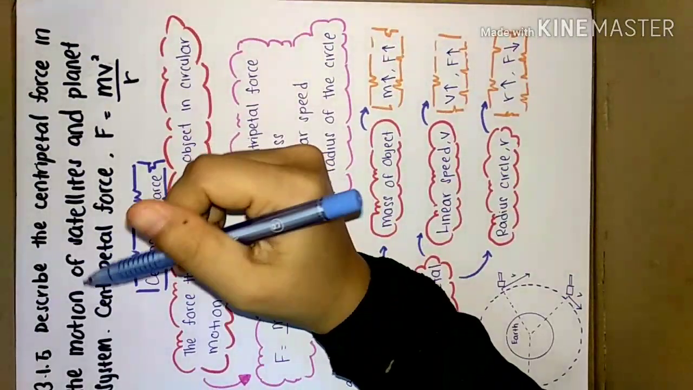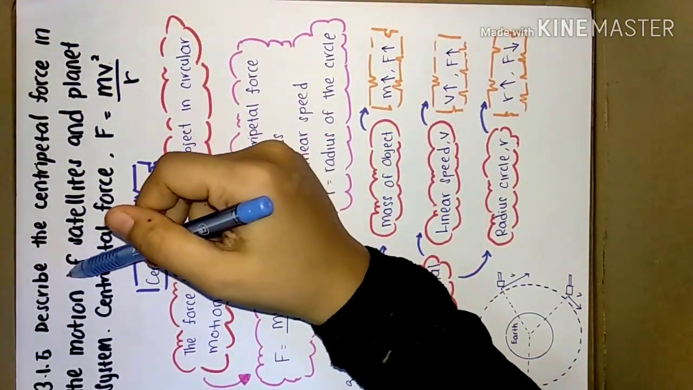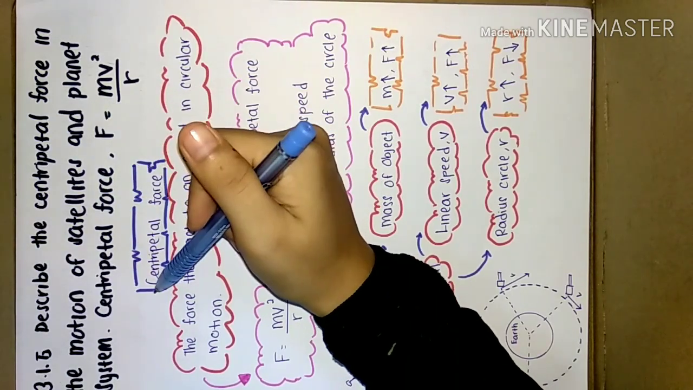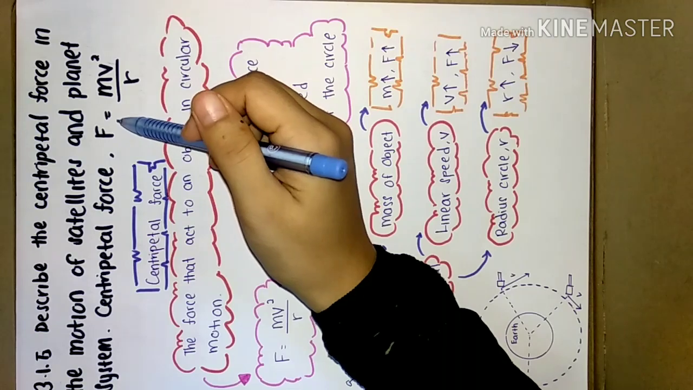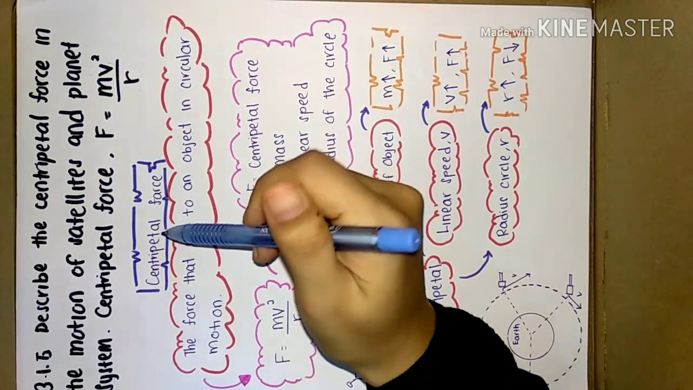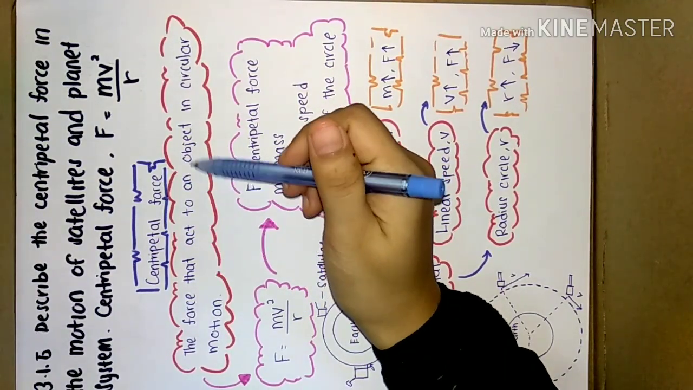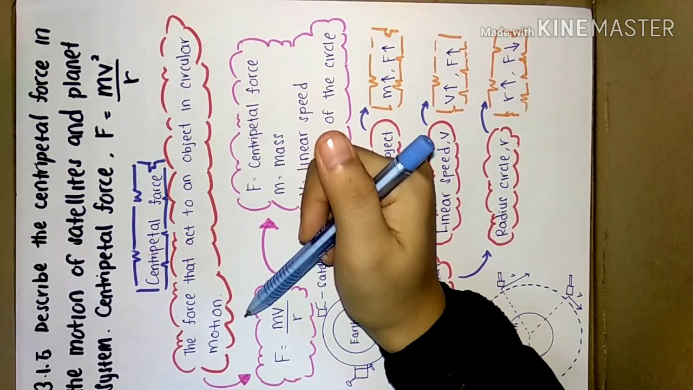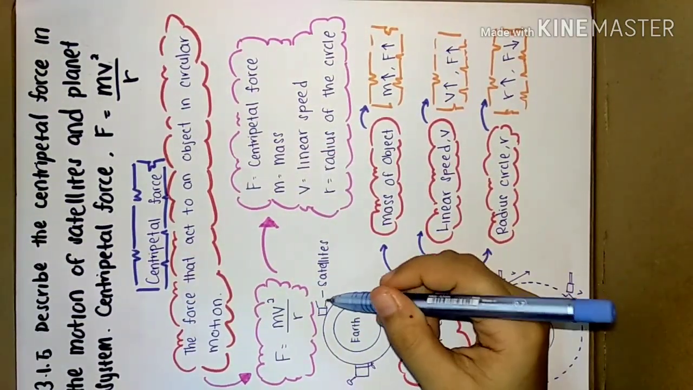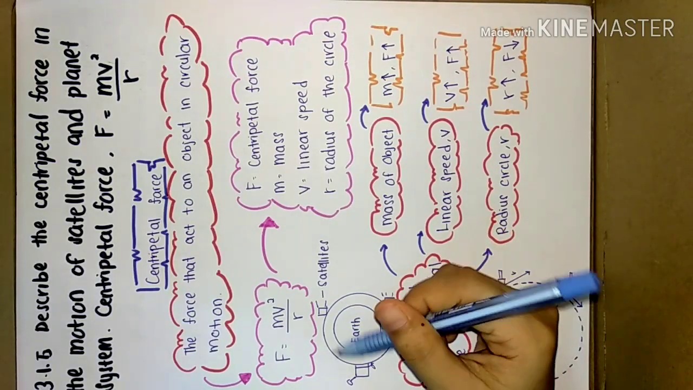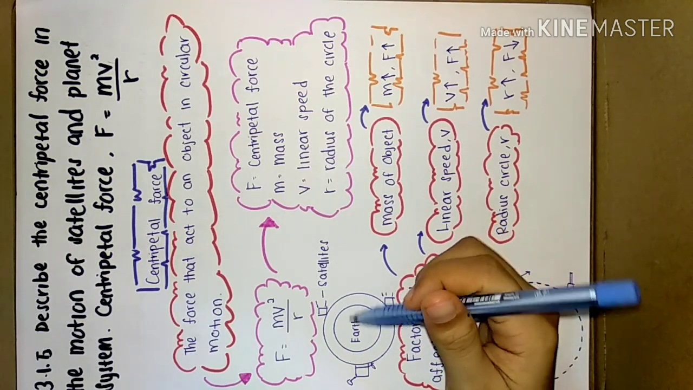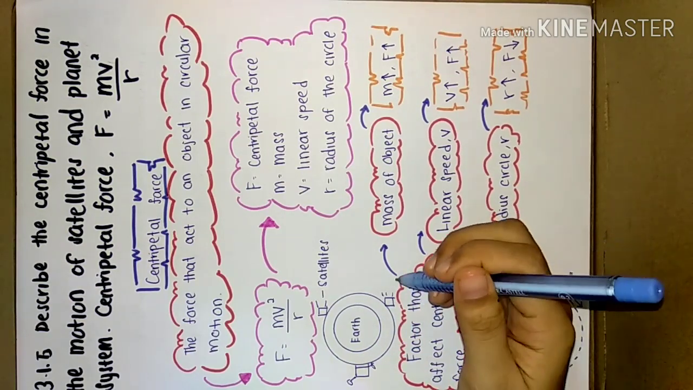Okay, next we learn 3.1.5, describe the centripetal force in the motion of satellite and the planet system. Centripetal force is F equal to mv squared over r. So, what is centripetal force? Centripetal force is the force that acts on an object in circular motion. The circular motion means here, we have three positions of the satellite which orbit around the Earth at uniform speed. Okay, so we can observe the direction and the velocity of satellite at each position.